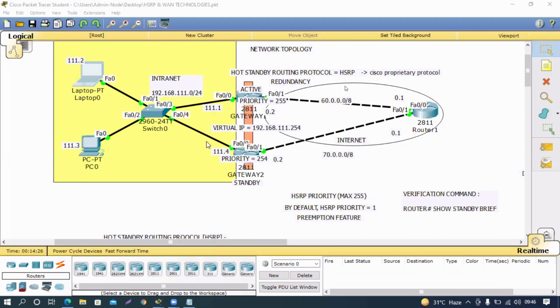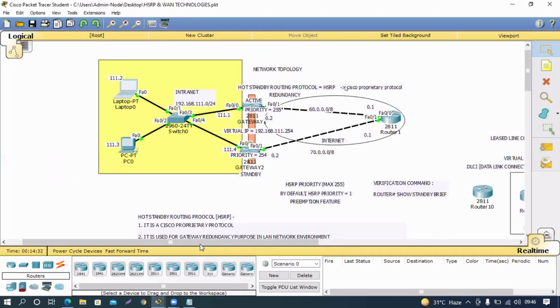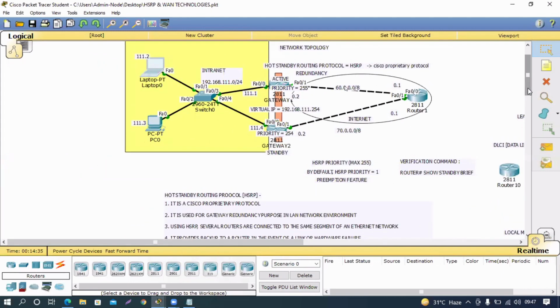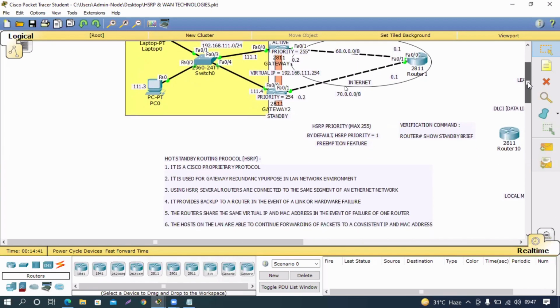So this is what exactly I want you to set up, the topology, everyone. You can simply take the screenshot of this. Taken, sir. You can write this, some of the points of HSRP. Taken.